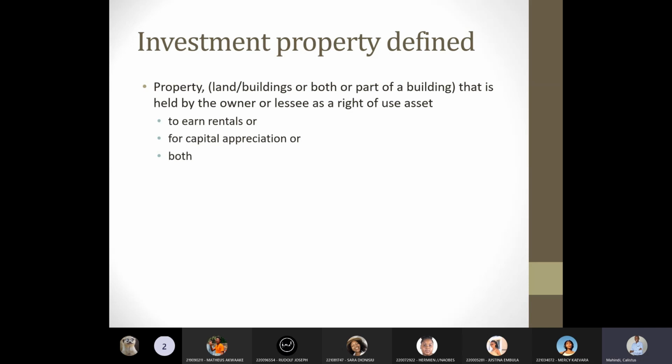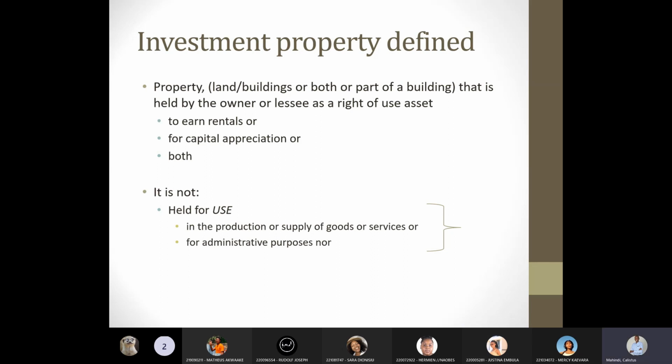And what is the asset going to be used for? It can be used to earn rentals. It can be used for capital appreciation or for both. Capital appreciation just means you're going to keep that property in the hope that it increases in value. All right, that is it.